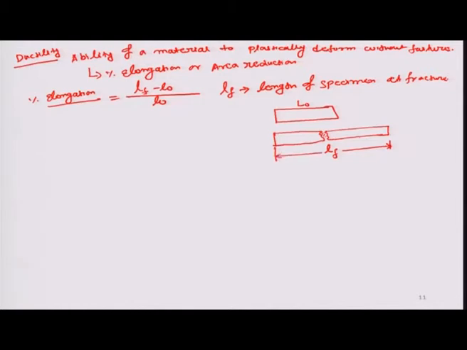After fracture, just join both parts and measure the actual length of that specimen. So, that is the length of the specimen at fracture. From this formula you can calculate the percentage elongation of that specimen. Another is area reduction.